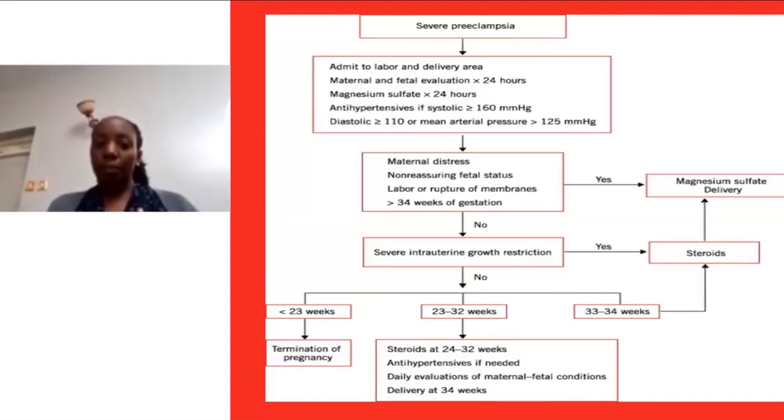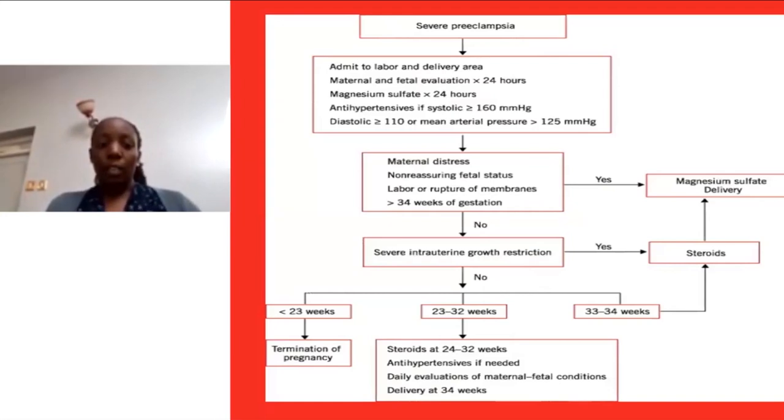If she's below 34 weeks, she can still benefit from receiving 2 doses of steroids just to help with the fetal lung maturation. Get magnesium sulfate, deliver. So the main things that you have to remember to do when someone comes in with severe preeclampsia, apart from resuscitation and your ABCs and so on, is maturation of the fetal lungs, preventing seizures, controlling the blood pressure with antihypertensives, and then thinking about delivery on an individual basis.